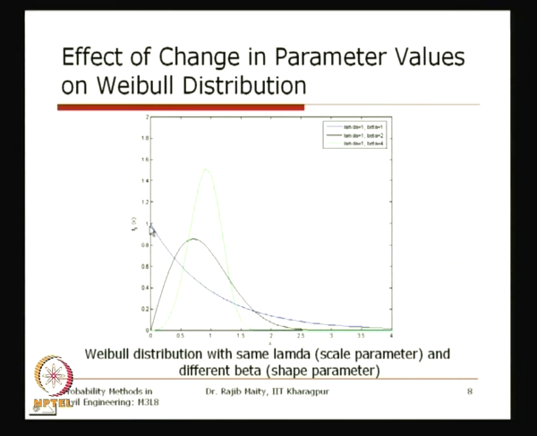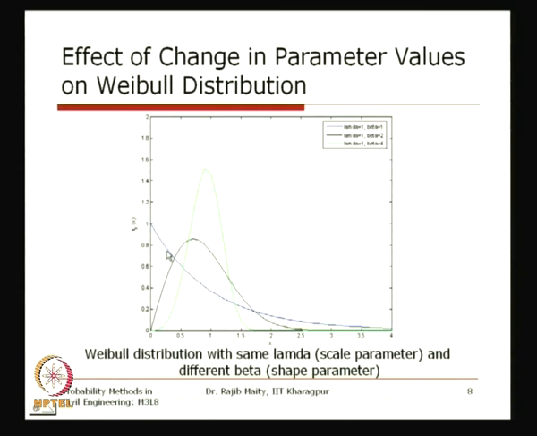Similarly, when we are increasing beta from 1, 2 and 4, we can see that these are again positively skewed. We know the exponential distribution is positively skewed.